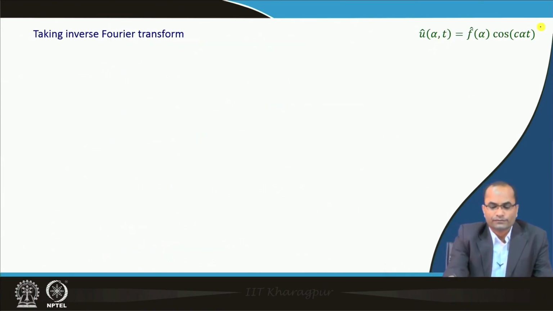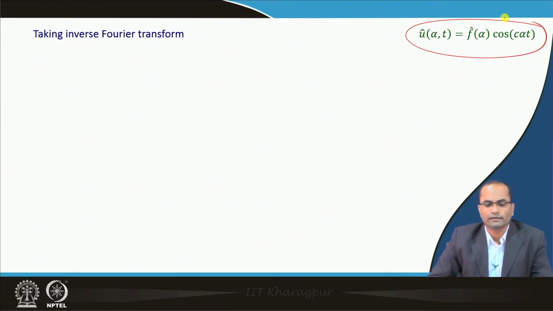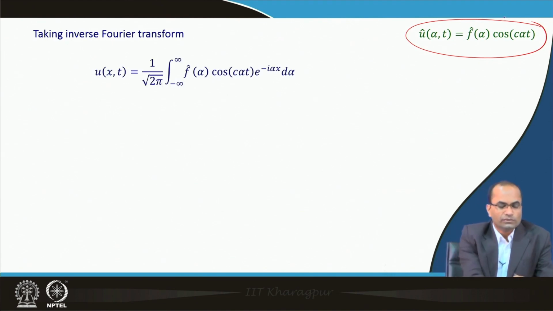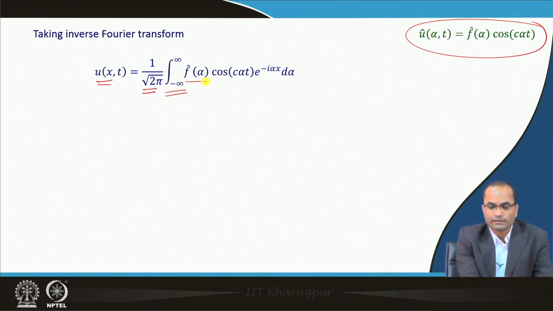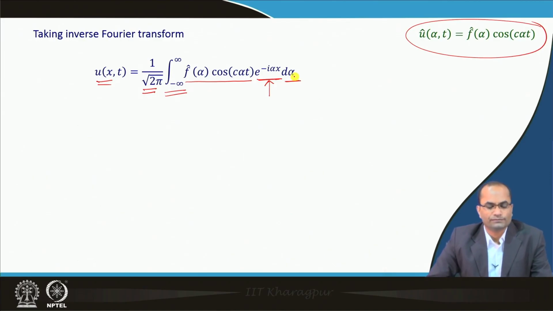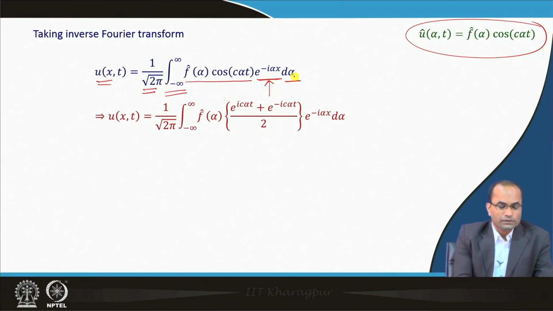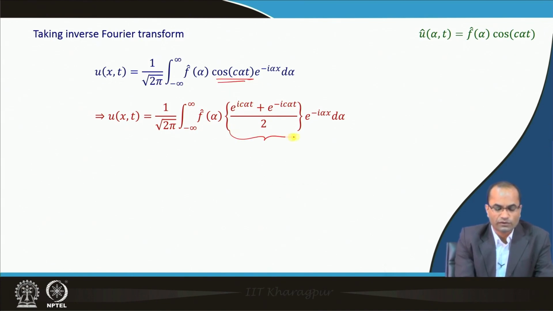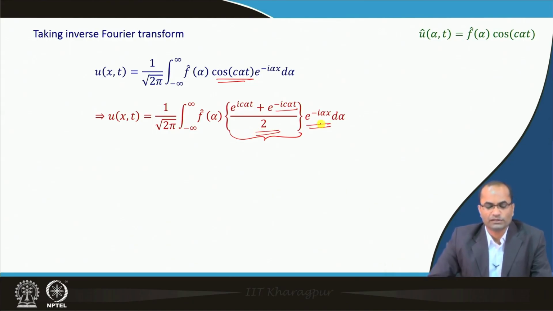So, now we need to take the inverse Fourier transform of this u hat alpha t to get back to u x t. So, this u x t will be 1 over square root 2 pi, and we have this inverse Fourier transform, that means f hat cos C alpha t, and then because of this inverse we have e power minus I alpha x, and then it has to be integrated over d alpha. So, given this cos C alpha t, we can use the Euler formula to set e power I C alpha t plus e power minus I C alpha t divided by 2, and then we have the exponential minus I alpha x and integrated over d alpha.